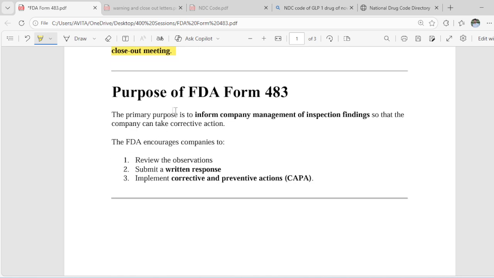Then what is the purpose of this FDA Form 483? The primary purpose is to inform the company management of the inspection findings. Whatever findings have come up will be mentioned in that form, so that the company can take corrective action. FDA encourages companies to review the observations, then submit a written response, and finally implement the CAPA in order to correct those.